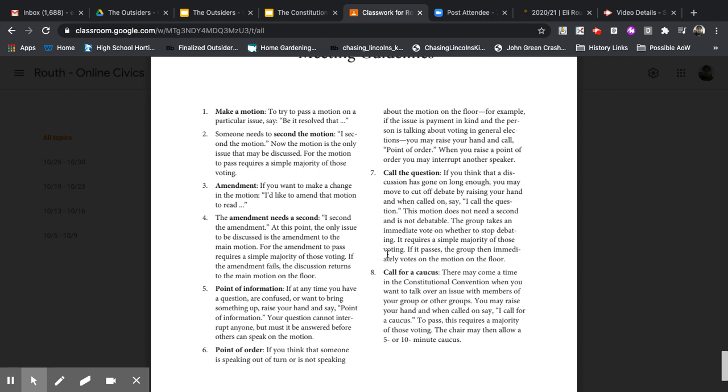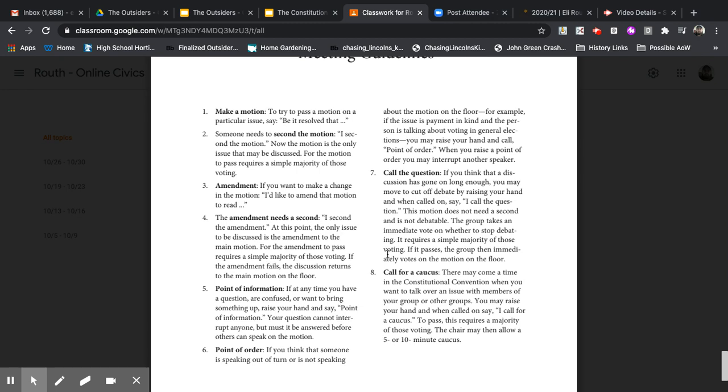Seven, call the question. If you think we've had enough discussion, say we're discussing a motion, it could be about anything. The motion could be a motion to abolish slavery. And you think we've discussed it enough, like we've each heard the other side debate enough about the pros and cons of that issue. You could say, I call the question. Once you've called the question, it's not debatable. We don't get to talk about it.